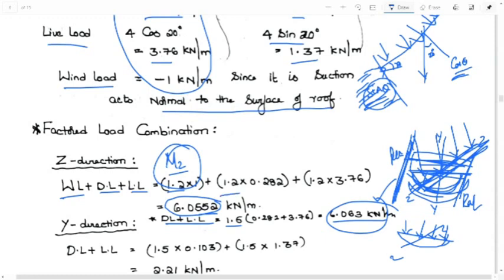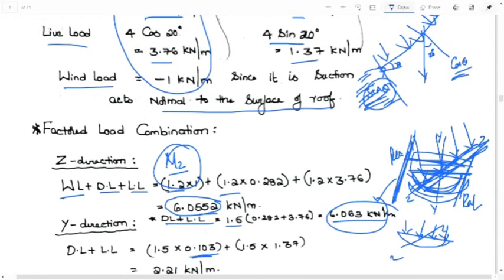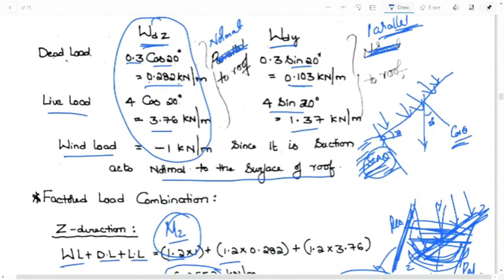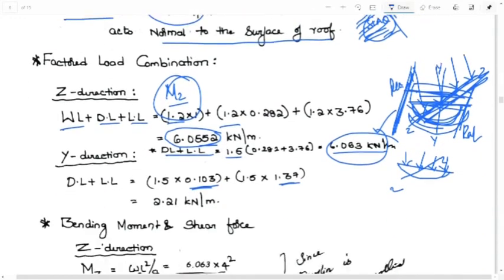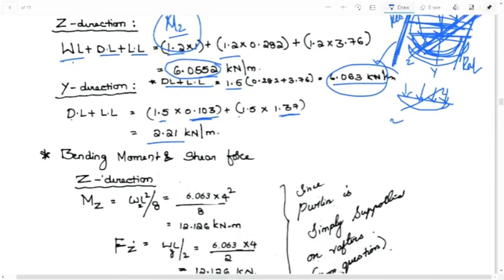So you calculate the moment due to this. And similarly, in the y direction also we have this, right? So this is the dead load and this is the live load, which we have calculated here. And 1.5 is the factor, since only dead load and live load is used. Okay, wind load is not here because wind load is considered to be acting normal to the roof. Okay, 2.21. That's right.